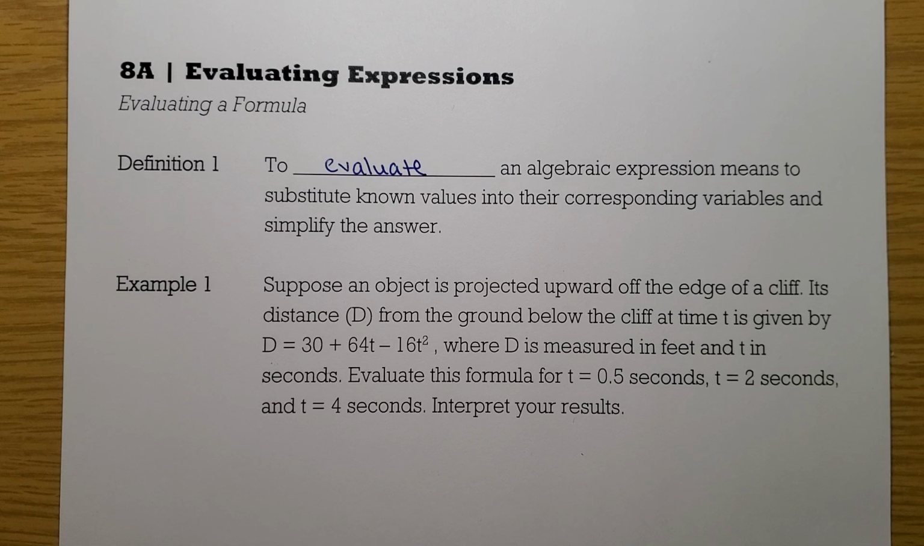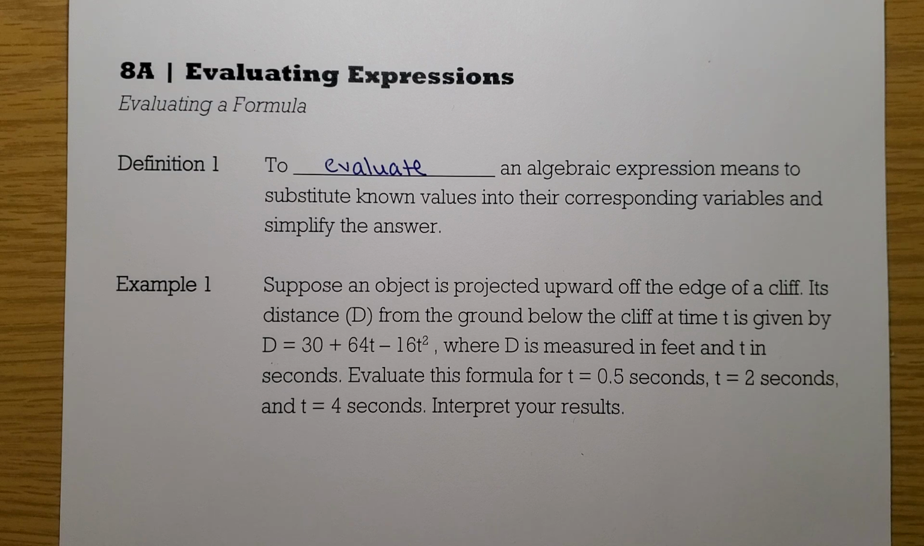So let's do an example where we're given a formula and then asked to evaluate it for a few different values. So example 1 says, suppose an object is projected upward off the edge of a cliff. Its distance d from the ground below the cliff at time t is given by this equation, where d is measured in feet and t in seconds. Evaluate this formula for t equals a half a second, 2 seconds, and 4 seconds, and then interpret your results.